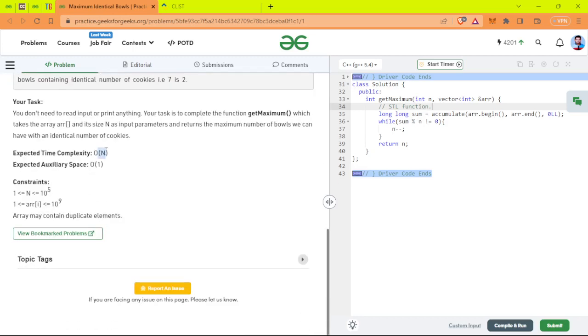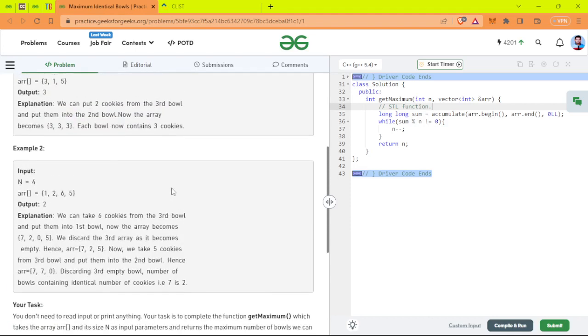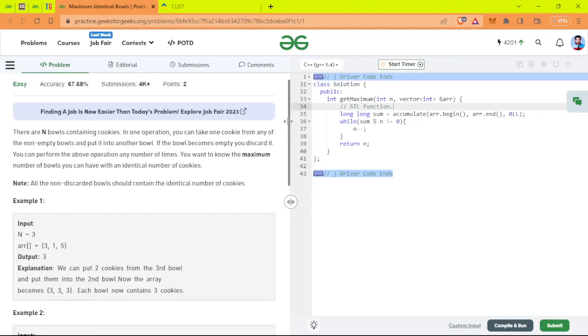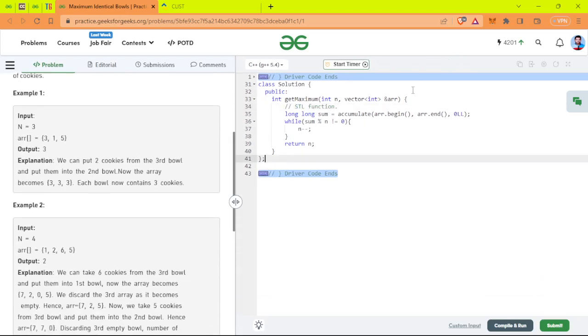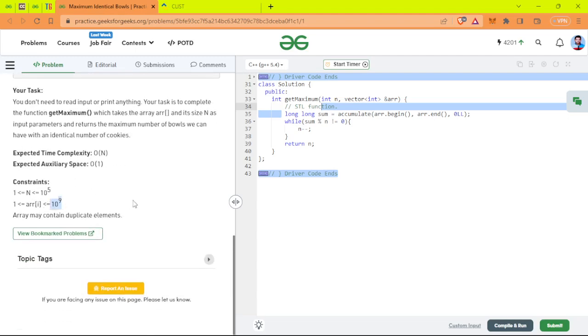So it will be a big O of n time approach with constant space complexity. We are using C++ along with STL logic, standard template libraries. Here we are using an STL function, that is accumulate, to find the sum of all the elements of the array, with the initial sum being 0. We are using long long since, if you see, the array elements are up to 10 to the power 9. So 10 to the power 9 into 10 to the power 5 in the worst case would result in 10 to the power 14, which would require a long long sum.